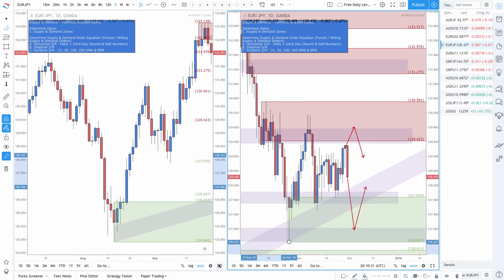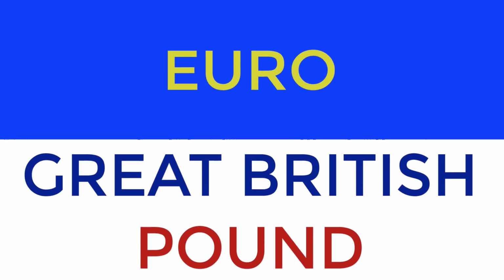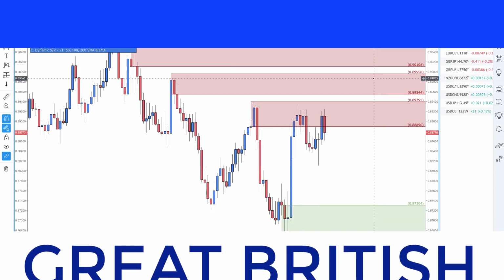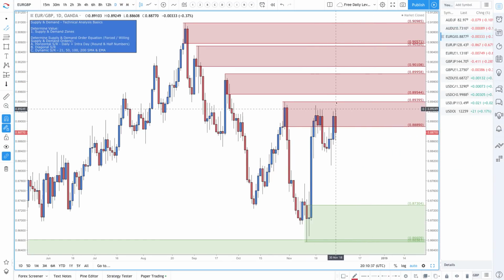Now moving on to the euro pound. Euro pound, we've come back up into this supply zone, depending on again your bias on this currency pair. This could look like a decent trade to the downside there.